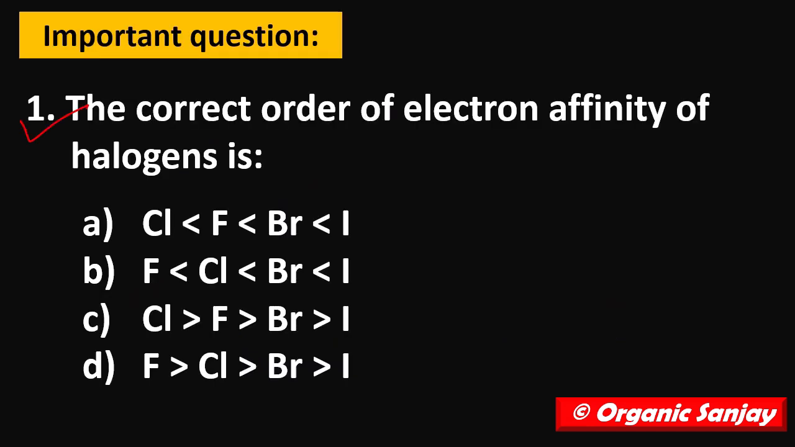This is one important question from this topic. So see the question. The correct order of electron affinity of halogens is... So see the options and choose the correct answer. You try this by yourself, okay?